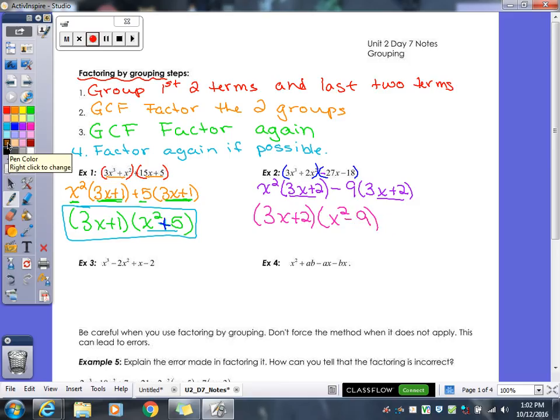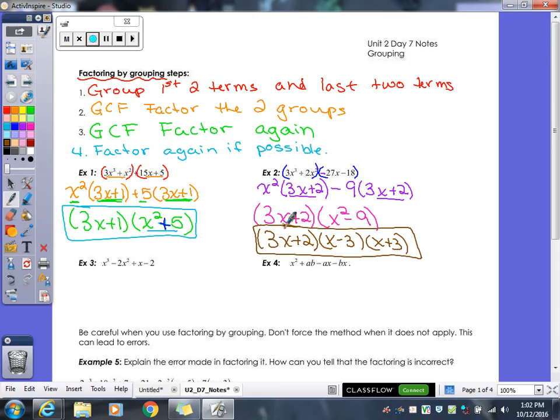Can I factor again? Yes, x squared minus 9. That one is a difference of squares example. So 3x plus 2 stays as 3x plus 2. What does x squared minus 9 factor into? x minus 3, x plus 3. So that's our final answer there.